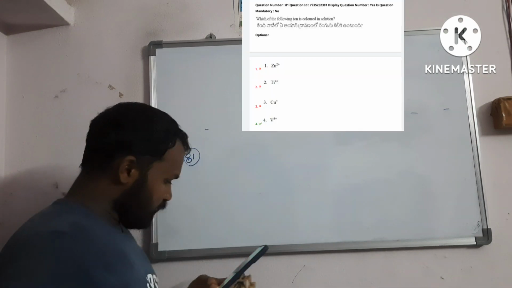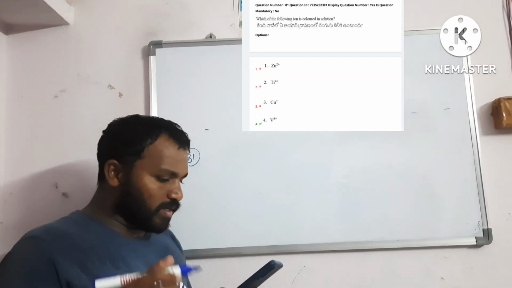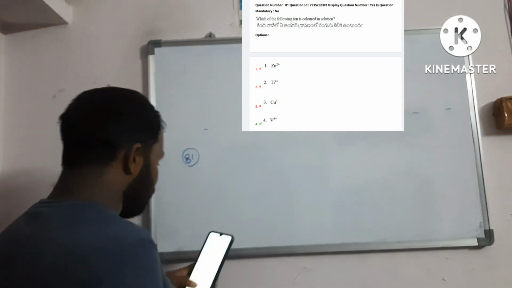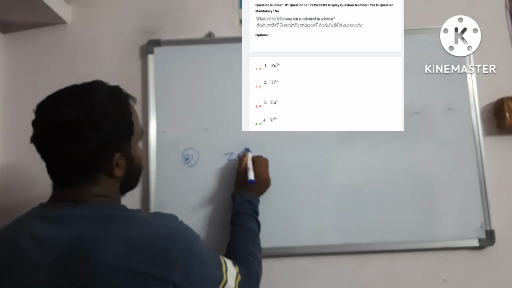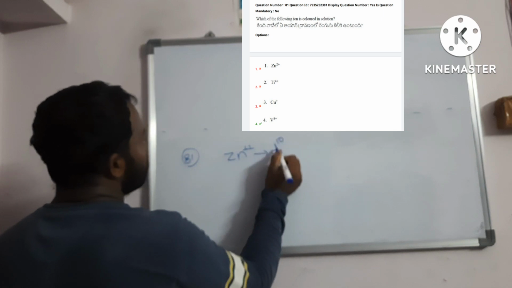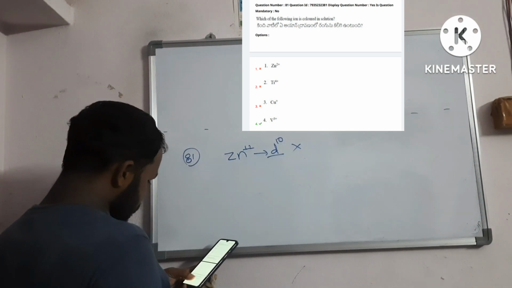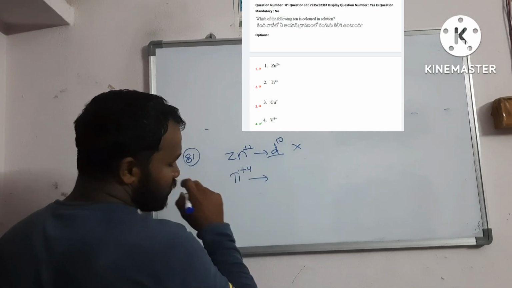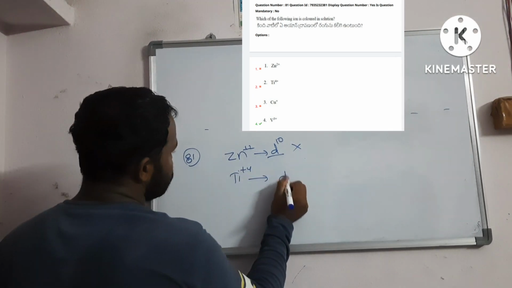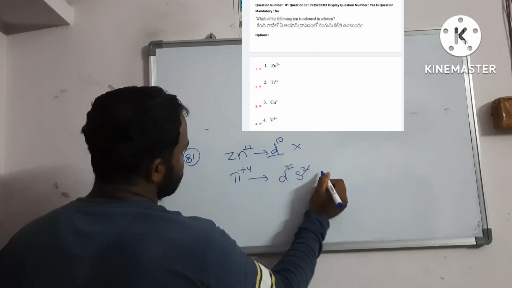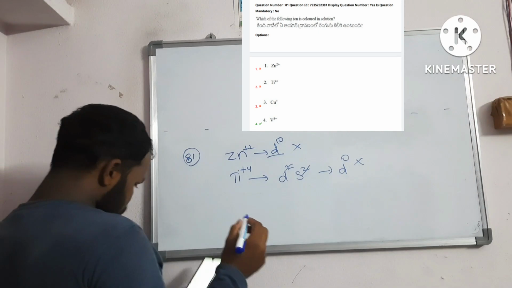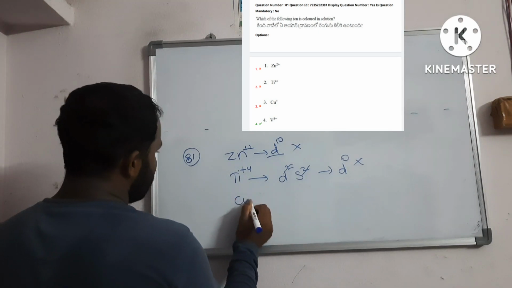Next, question number 81. Which of the following ions is colored? Colored means there should be at least one unpaired electron. We will check. Zinc plus 2 is a D10 configuration, so it is fulfilled, so it is not colored. Second is titanium plus 4. Titanium's configuration is D2S2, 4 electrons are lost, hence it is a D0 configuration. It is also colorless.